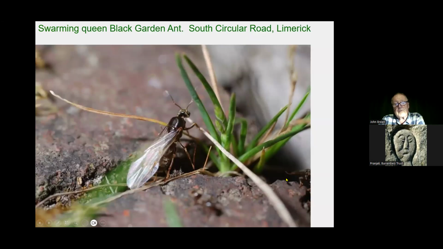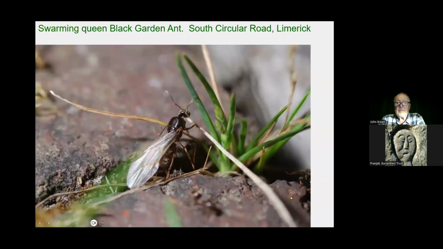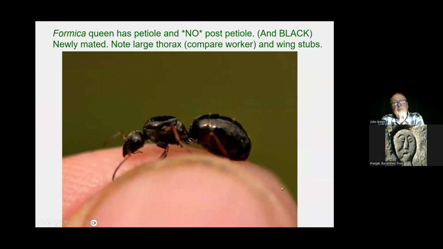And that's another example of the black queen garden ant. But you're supposed to notice as well, I hope you can see that they're dark chocolate. I sometimes say Bourneville chocolate brown rather than black. Look here again. And this one is black.